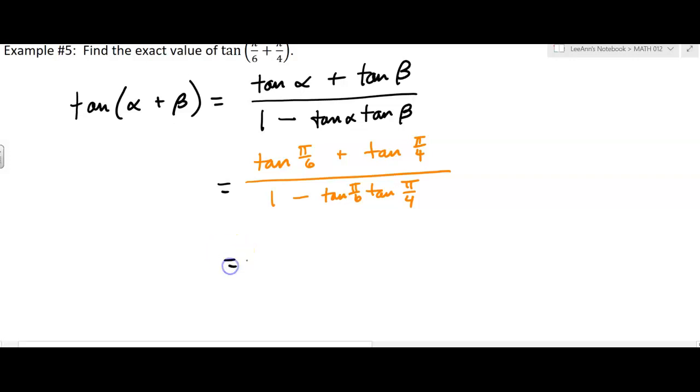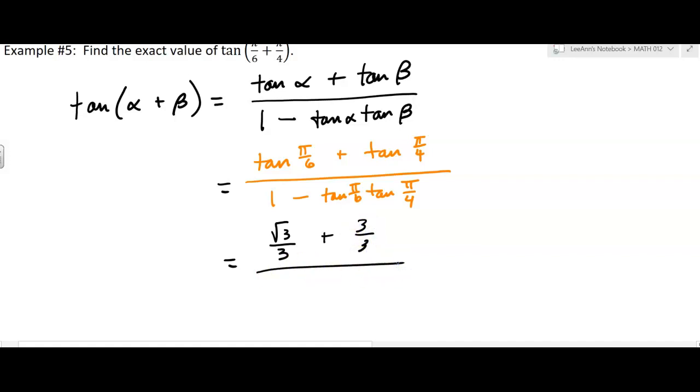Okay, so what's the tangent of pi over 6? Let's see, pi over 6, 30 degrees. I'm thinking it's the square root of 3 over 3. Okay, what's the tangent of pi over 4? I'm thinking that's 1. I don't really want to write a 1. I want to write 3 over 3. Get my common denominator right off the bat.